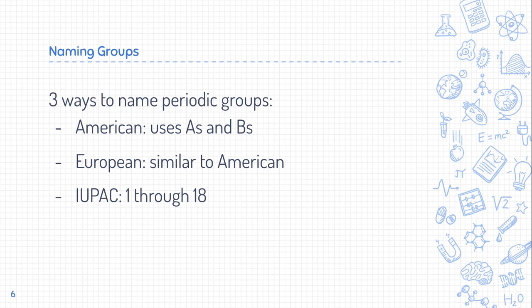The European method is very similar to the American, but I'm not even going to talk about that because you're never going to really see it. And then the IUPAC method of labeling is just sort of a standard, but we also don't really use this. It's just labeling all of the columns 1 through 18.